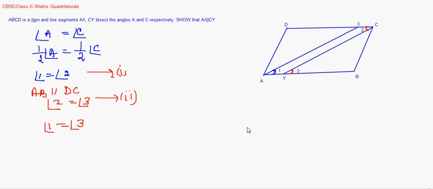Now if we take AX and CY to be two lines and AB working as a transversal, then angle 1 and angle 3 are corresponding angles. If 1 and 3 are corresponding angles and equal, thereby AX is parallel to CY. If any two corresponding angles are equal for two given lines under a transversal, then the lines are parallel. Therefore, AX is parallel to CY. That's what we were supposed to prove. Move on with more questions.